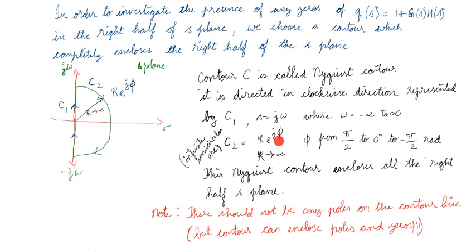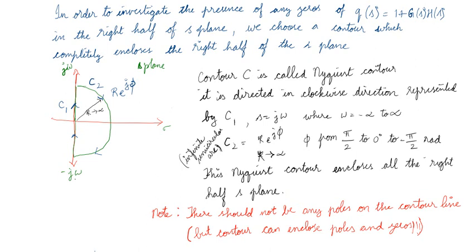So R e power j phi. R, the radius of the semicircle, is going to be infinite. So this is a very large radius such that it covers the entire right side of the S plane. Okay, that's why I make R infinite, and angle phi is from 90 for this line, 0 degree for this line, minus 90 degree for this line. This Nyquist contour encloses all the right half of the S plane. Okay, this is very simple.